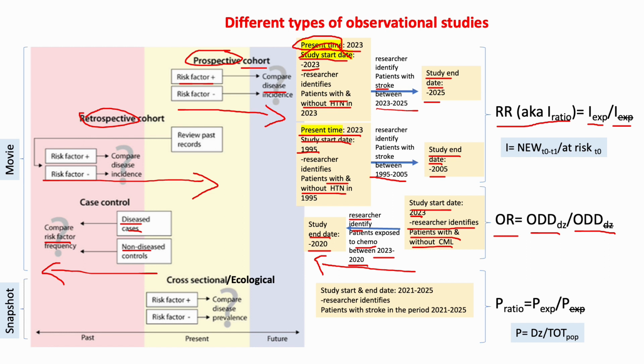Now, the last type of studies we have to talk about are cross-sectional and ecological studies. Speaking metaphorically, to understand this type of study, you have to consider that these studies are a snapshot of the population in a certain period of time. So let's imagine in the example that I have provided to you that the study start and end date is between 2021 and 2025. So it's still a period of time, but the researcher doesn't go backward and forward in time.